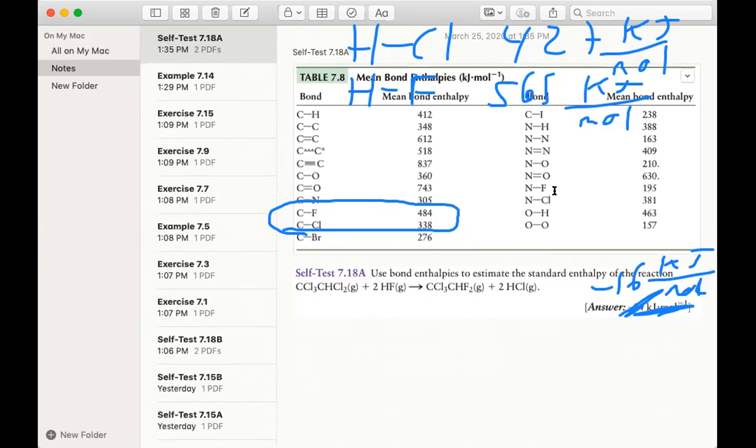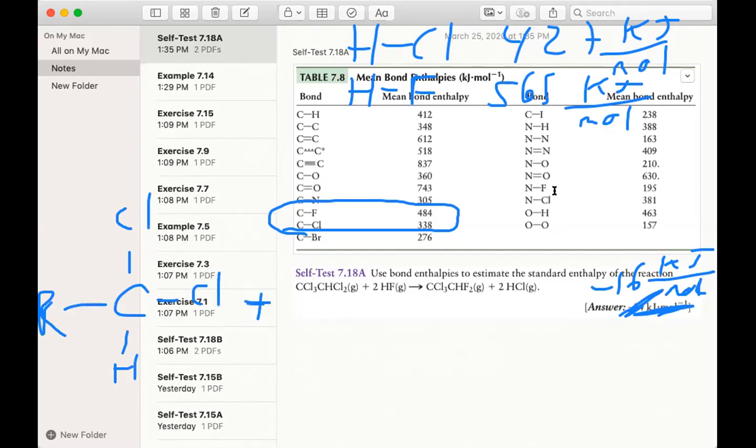Okay, so let's just go ahead and look at what's actually happening here. So here's what's happening, okay? So you've got this situation, right? And here's what's breaking. This is the business end of the molecule. So you've got a carbon, right? It's bonded to a Cl, it's bonded to a Cl, it's bonded to an H, and it's bonded to the rest of the molecule, okay?